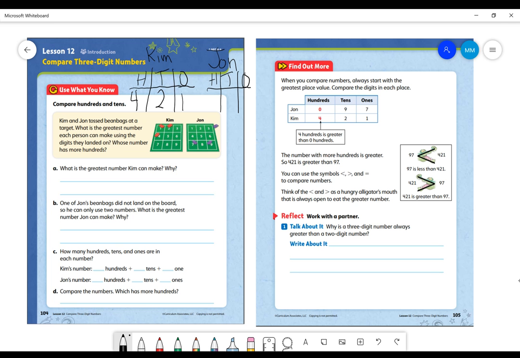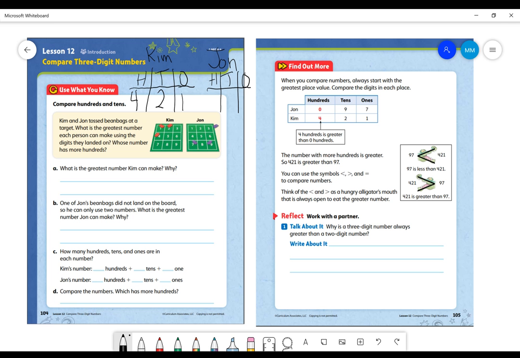Okay, for John, he had 2 bean bags that landed on the targets. Looking at the targets, we have a bean bag on a 7 and a 9. If we only have 2 bean bags on the board, what kind of number can we have? Can we have a 3-digit number? No, because there's only 2 digits. So we are going to have a number that has a digit in the tens place and the ones place.